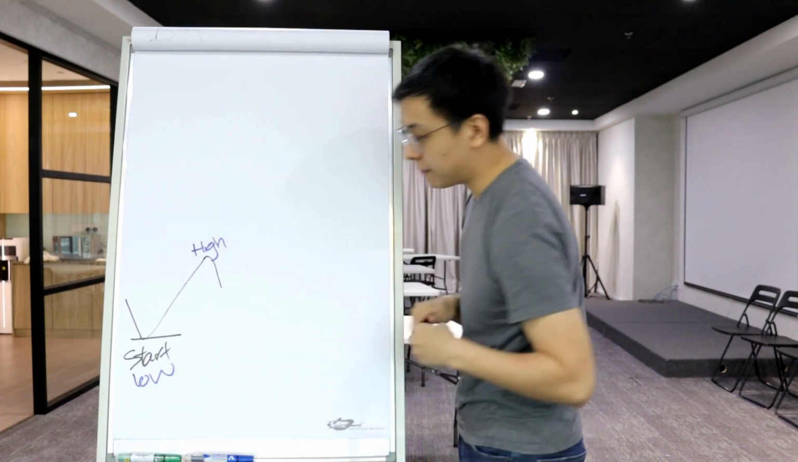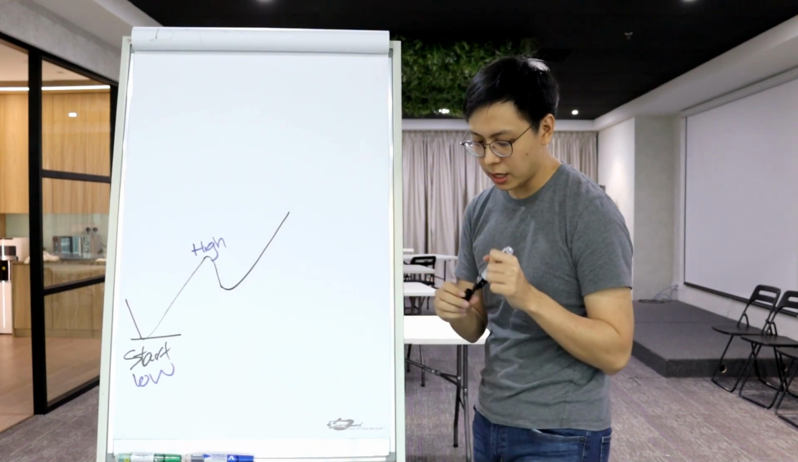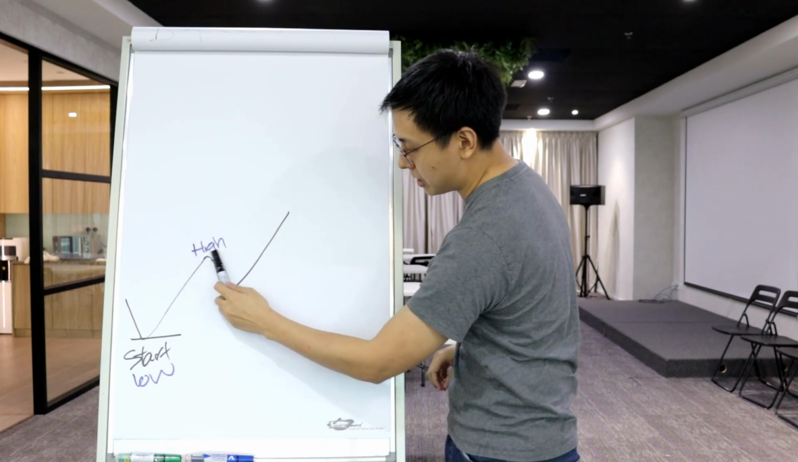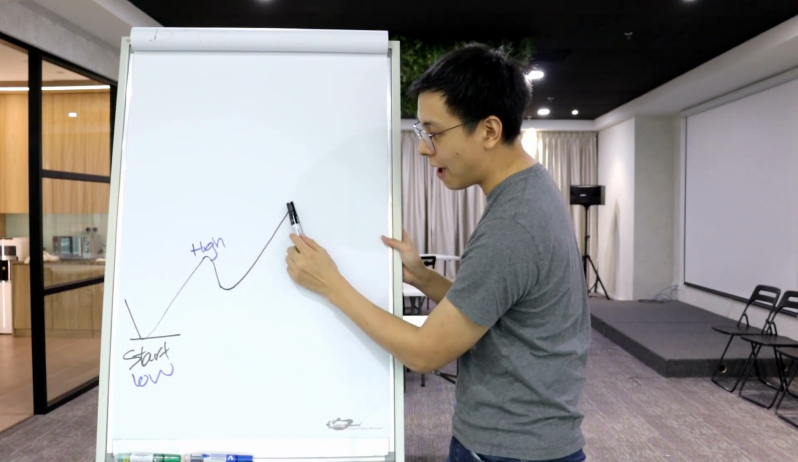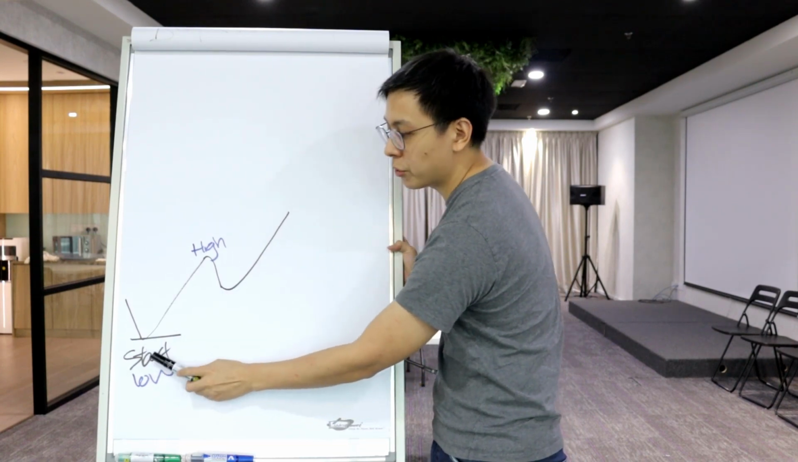Now what happens if, let's say, price continues to develop and starts to go back up? In this case, you realize that this high here has been broken, so you do have a higher high here, and this low here didn't break the previous low.